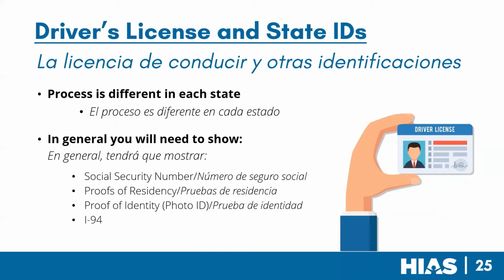But generally speaking, required documents include, but are not necessarily limited to, Social Security number, proofs of residency, a proof of identity like a photo ID, and often your I-94. But even if you do not want or need a driver's license, your state's motor vehicles office does offer additional identification cards other than a driver's license for those of you who would like an additional photo identification form.